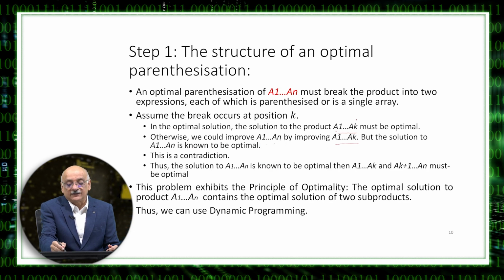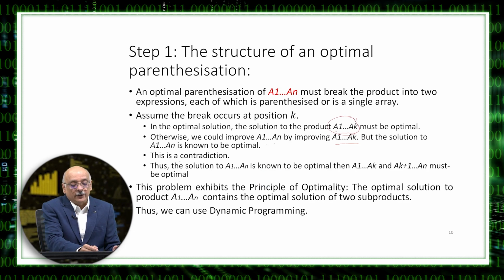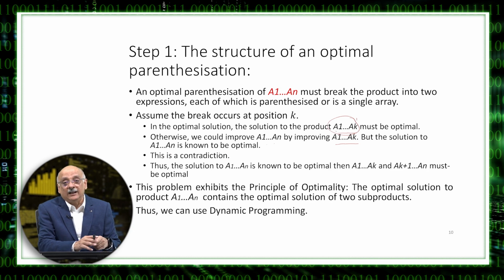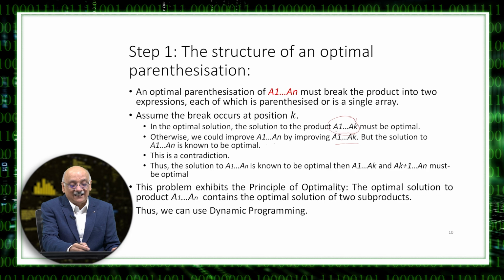So this is the principle of optimality being followed. The solution to A1 to AN is known to be optimal, therefore A1 to AK has to be optimal, and if it is not optimal, this is a contradiction, right?